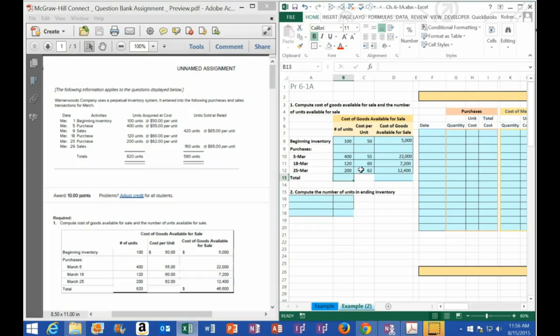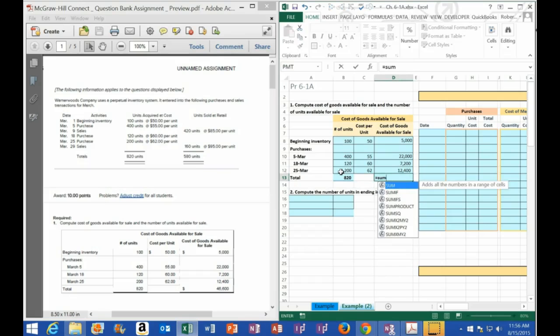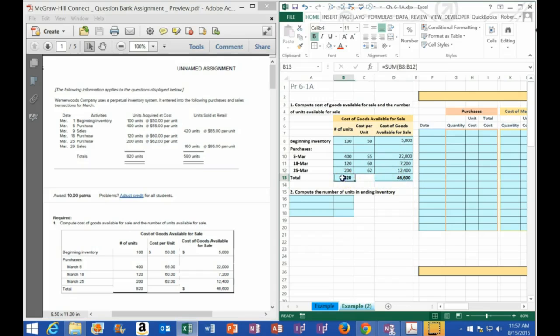So what could we have sold over this time period based on what we had available to sell throughout the month of March? We're going to use equals SUM. I'm going to sum this up. We're adding the 100, the 400, the 120, and the 200. We had 820 units that we could have sold for a total cost, summing this up, of 46,600. That's what we could have sold. That's our total cost. Then we're going to compute the number of units in the ending inventory.